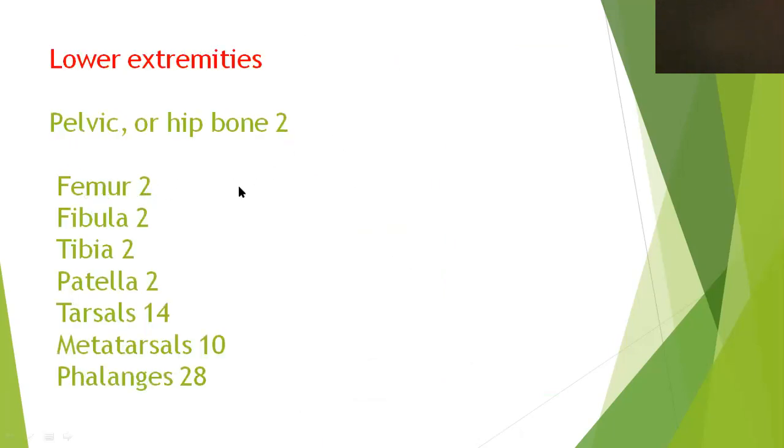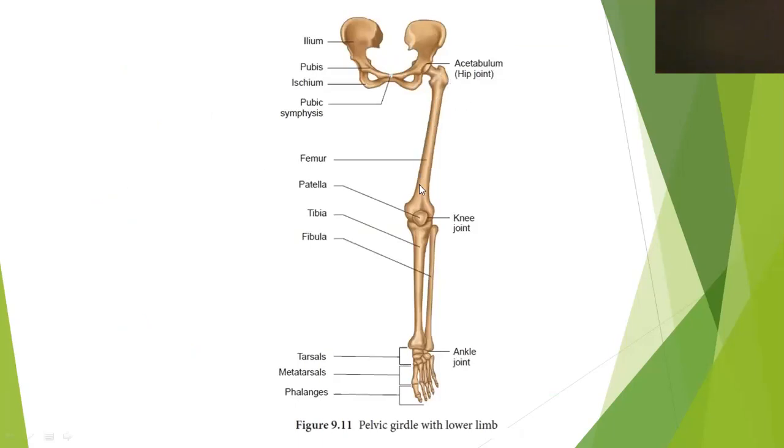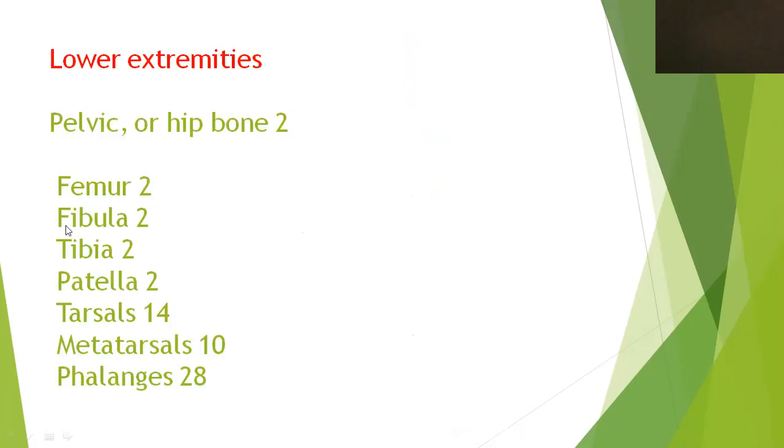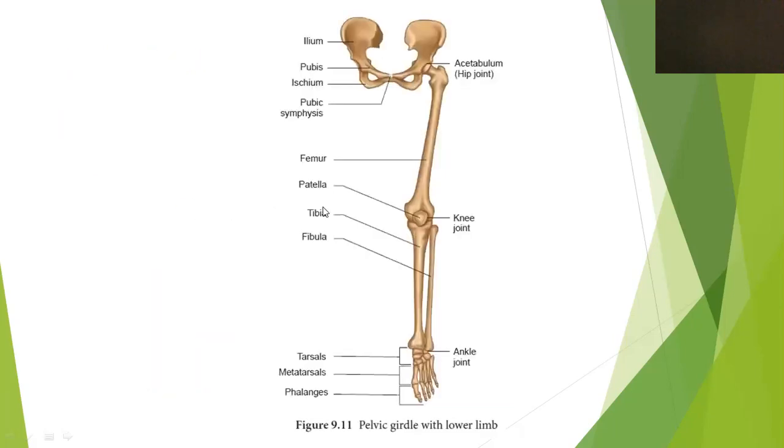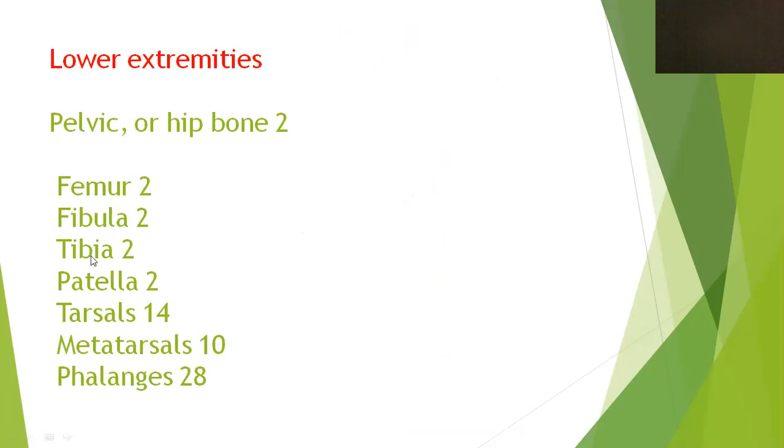Then femur. Here we have the left side femur. Opposite, the right side femur will also be there. So two femurs. Then fibula and tibia. The fibula corresponds to the radius and ulna. This one is the tibia, and this one is the fibula. Those bones form the skeleton of the leg. So in total four: two fibula and two tibia.